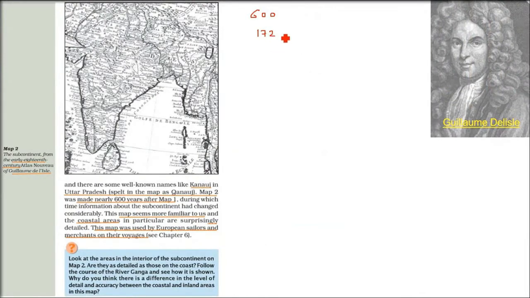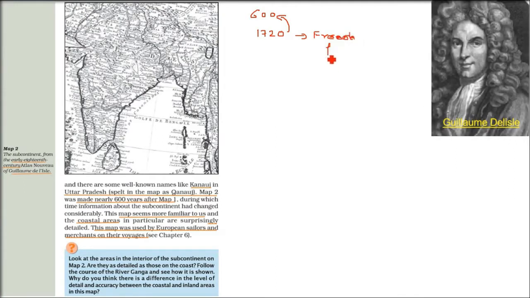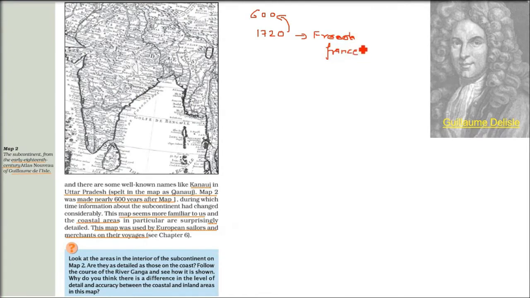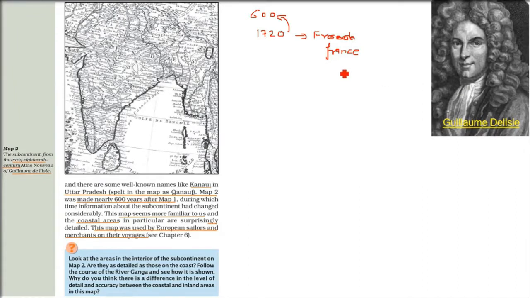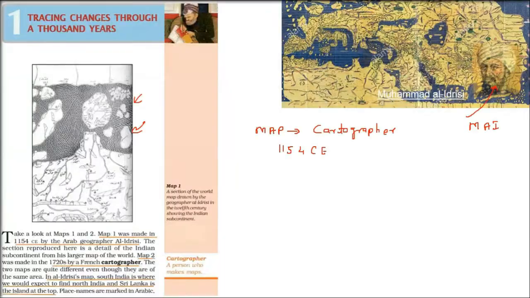Now the second map. This map was made around 1720, around 600 years after what Al-Idrisi made, by a French cartographer. Because he belongs to France, his name is Guillaume de Lisle. I don't know if this pronunciation is correct or not, but Guillaume de Lisle.